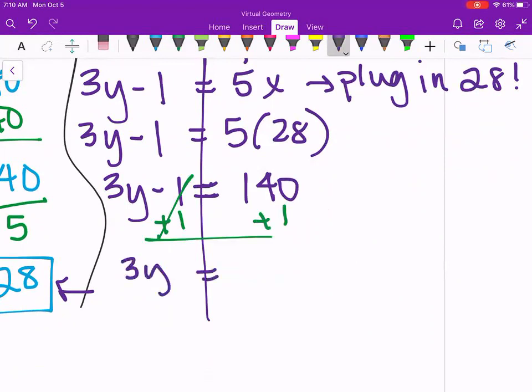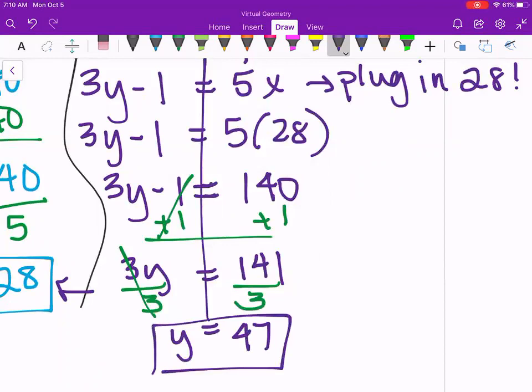So 3y will equal 141. Now we can divide both sides by 3. And our y is equal to 141 divided by 3, 47. Now we have our y as well.